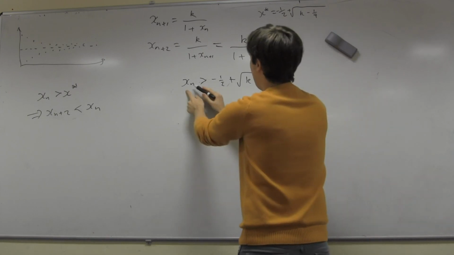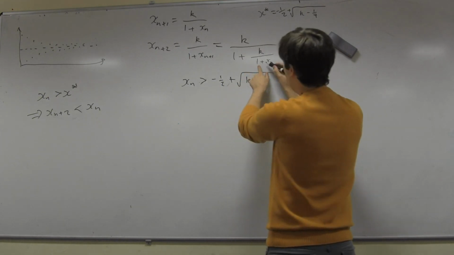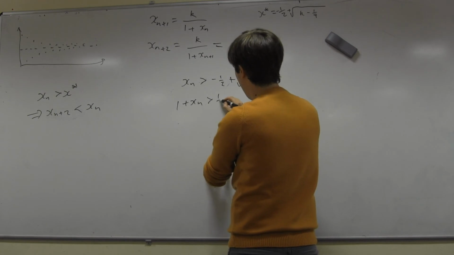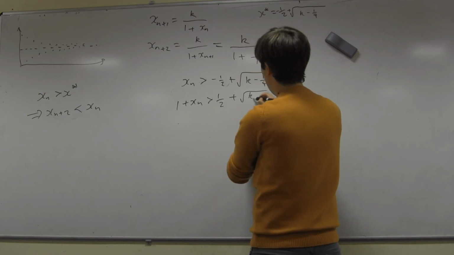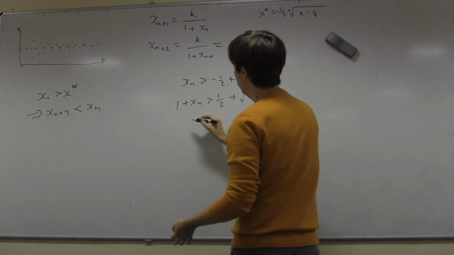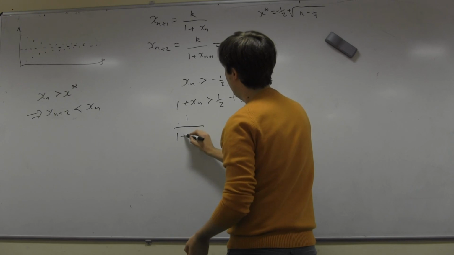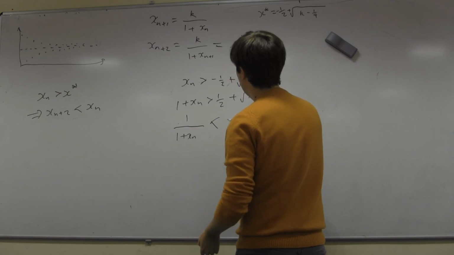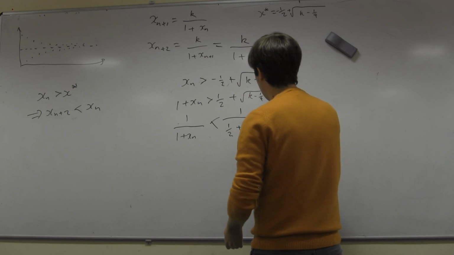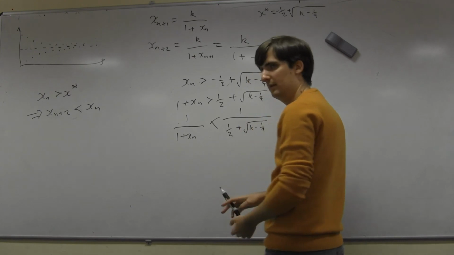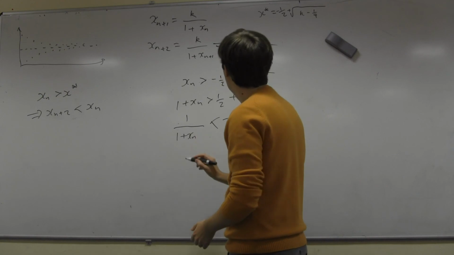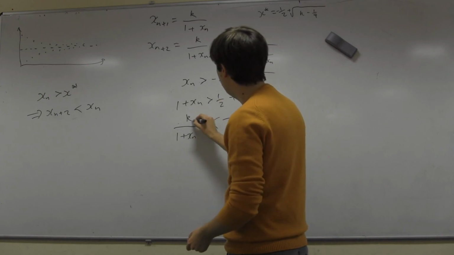So if xn is greater than this, we want to try and get to this expression. So 1 plus xn is greater than a half plus the square root of k minus a quarter. I've just added 1 to both sides. So 1 divided by 1 plus xn is less than 1 divided by half plus the square root of k minus a quarter.